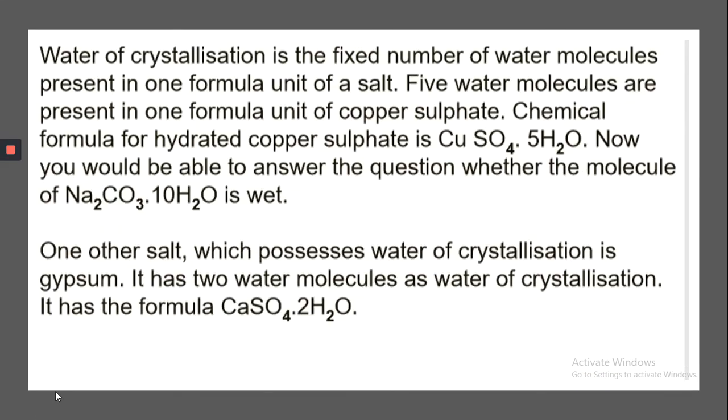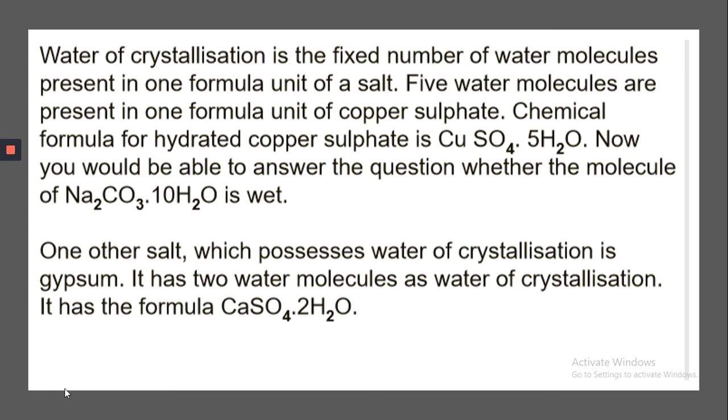Now we will discuss water of crystallization. Water of crystallization is the fixed number of water molecules present in one formula unit of salt. Five water molecules are present in one formula unit of copper sulfate. And the chemical formula for hydrated copper sulfate is CuSO4·5H2O. That is known as copper sulfate pentahydrate.